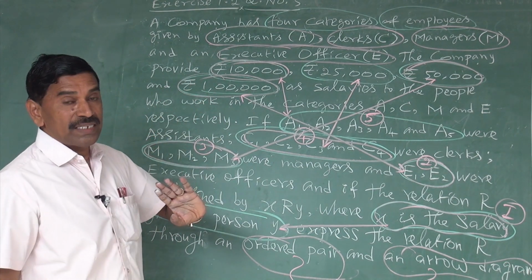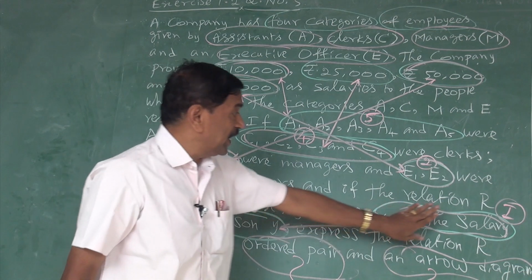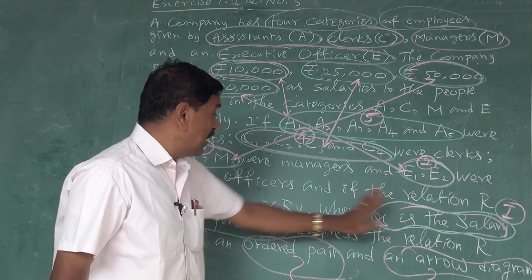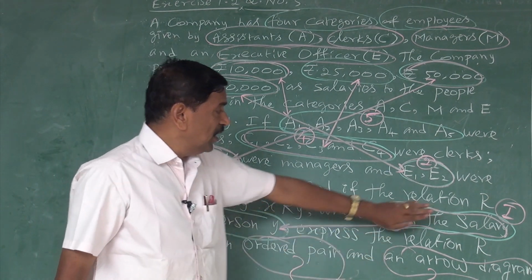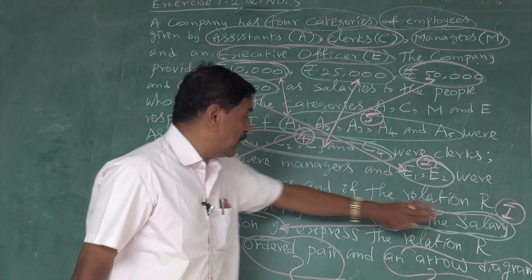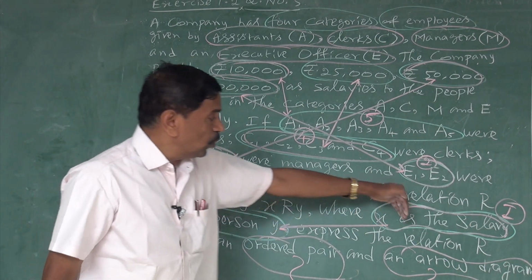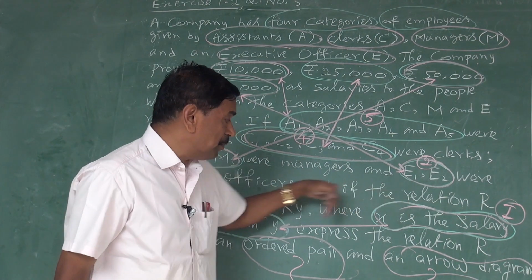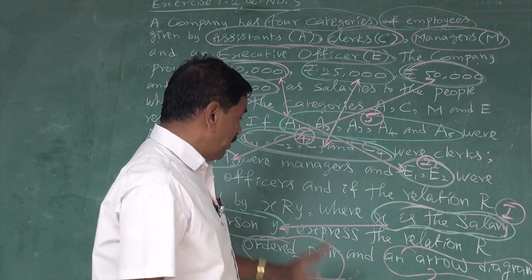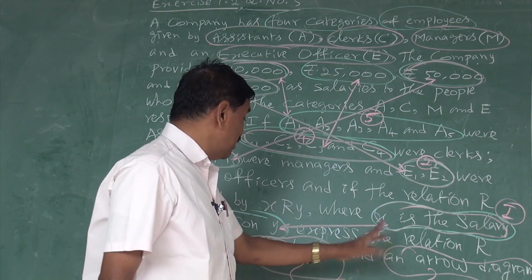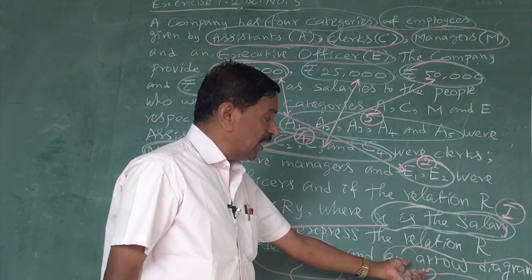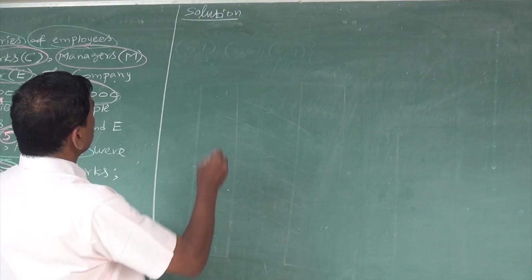Now how to relate? Listen, where X is the salary and Y is the person. So X is related to Y. That means salary considered as rupees, so rupees related to person. So rupees comma person, rupees comma person. Like that we want to relate. We are asked to find 2 things, the ordered pair of the relation R and the arrow diagram for the relation R.